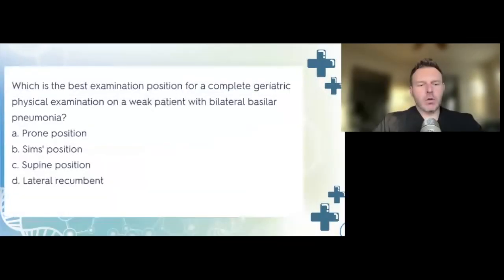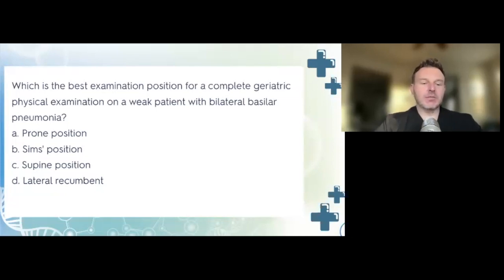All right, our next one, which is the best examination position for a complete geriatric physical examination on a weak patient with a bilateral basal pneumonia? So which position are we going to put them in? A, prone, B, Sims, C, supine, or D, lateral recumbent? Give that one some thought.